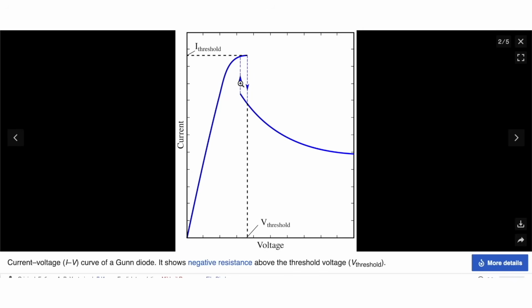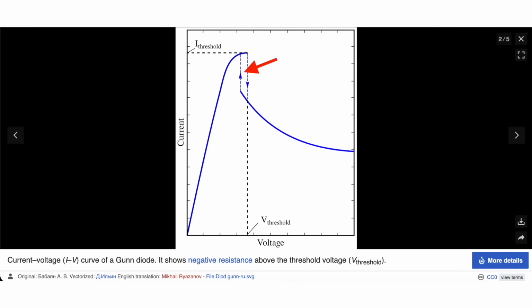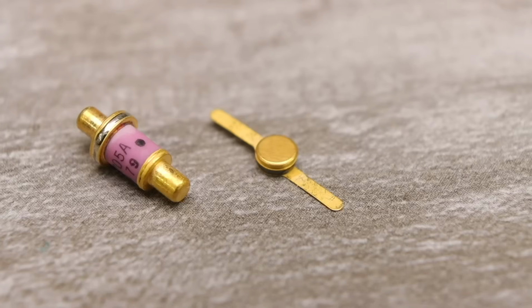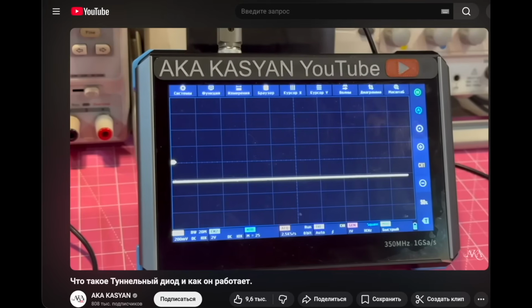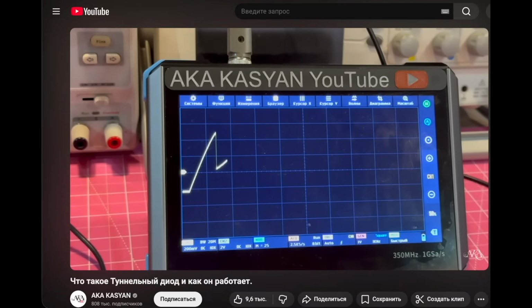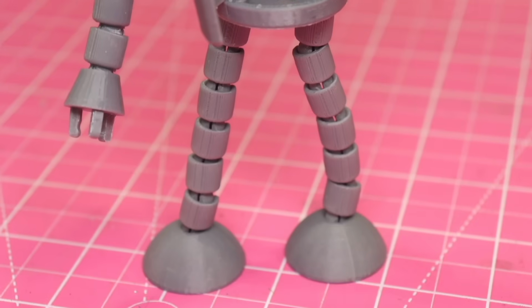Therefore, if we look at the current-voltage characteristic of a Gunn diode, we'll see something familiar from our previous video about the tunnel diode, a region of negative differential resistance. But the reasons for the appearance of this region in the tunnel diode and in the Gunn diode are completely different. In the first case, the region forms due to the weakening of quantum tunneling, while in the second, it's caused by the formation of domains.